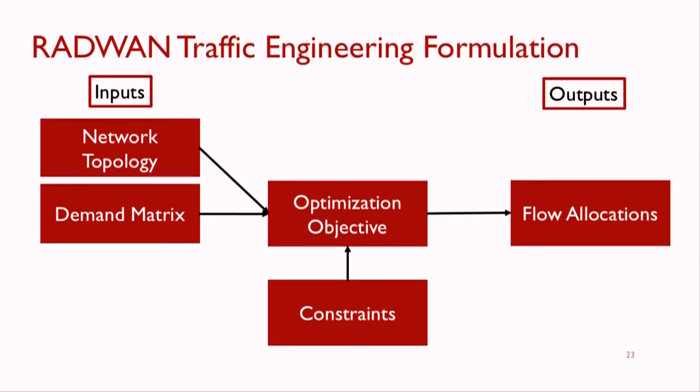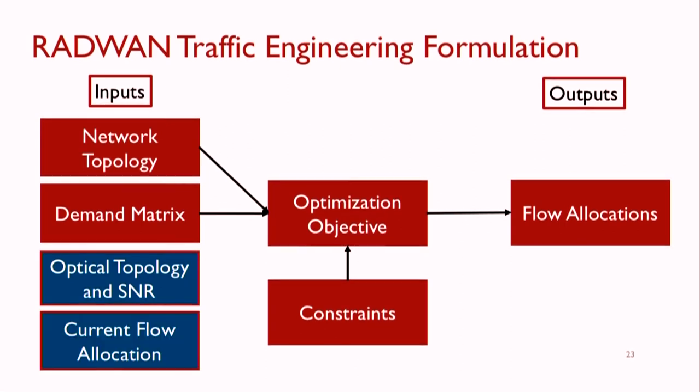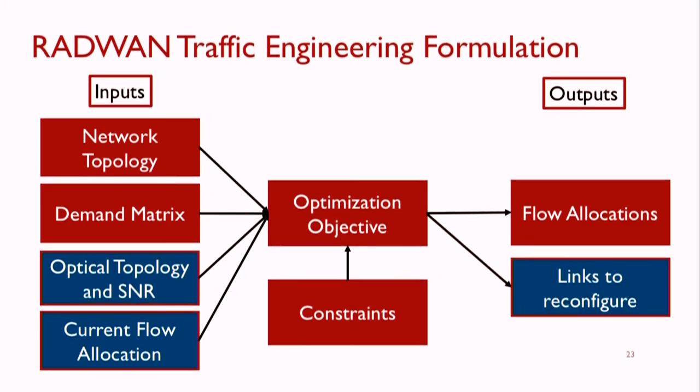In addition to doing these things, the RADWAN TE controller also takes as input the optical topology and SNR. So it's aware of what signal quality each link has. Additionally, it takes as input the current flow allocations in the network. And if you think about it, this last input, which is about current flow allocations, is the key important thing that we need to take into account if we want to dynamically adapt link capacities, because the flow allocations that links currently have are the ones that will get disrupted if we decide to upgrade a link's capacity. We feed these to the optimization objective, and in addition to getting flow allocations, we also get which links I need to reconfigure in order to meet these traffic demands. Again, details of this formulation are in the paper. Please feel free to check them out.